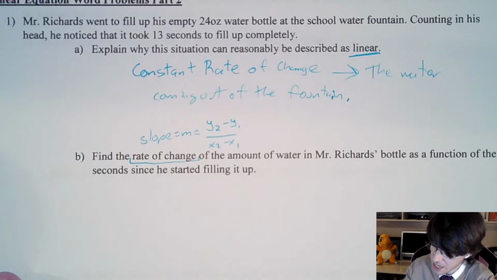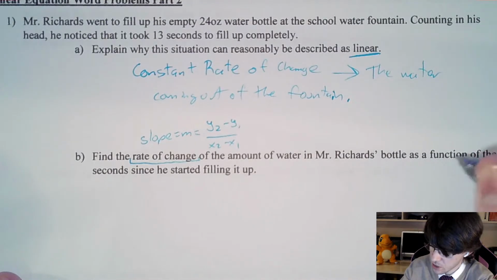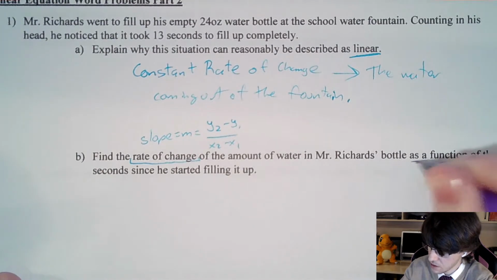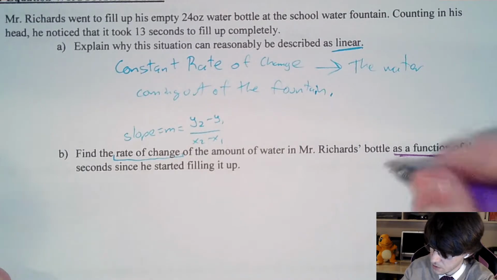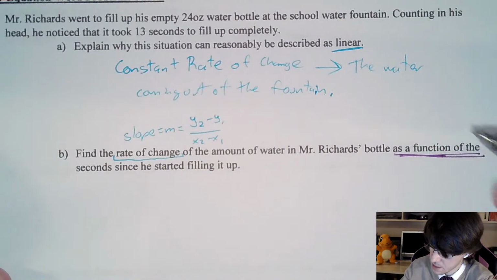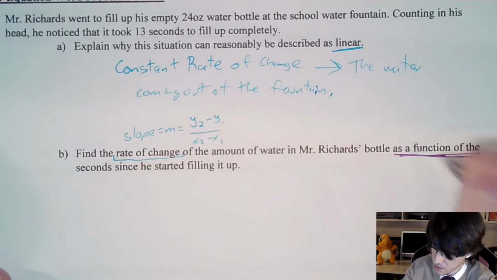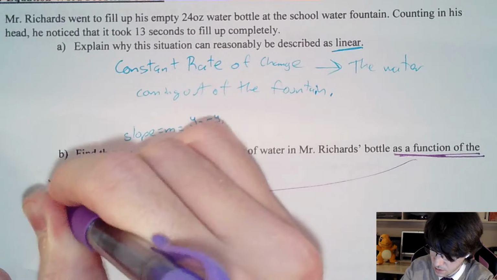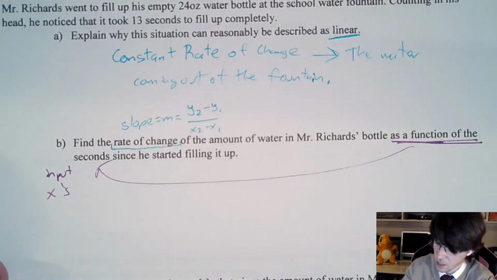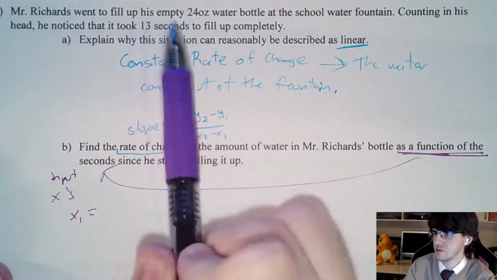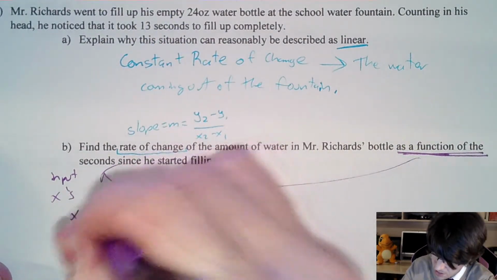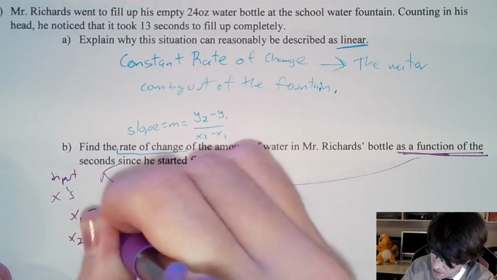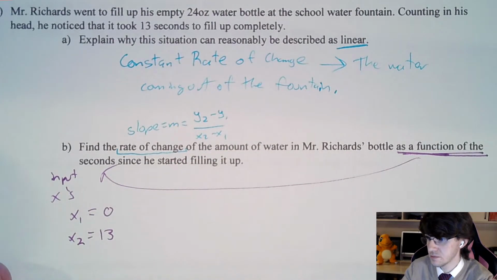This is another setup that means you use those x values. So whenever you see the words "as a function of," whatever comes next is going to be your input, your x's. Which means that our x1 is when Mr. Richards started counting in his head for this 13 seconds. So we start off at a time of 0. And for the second one, 13 seconds later.